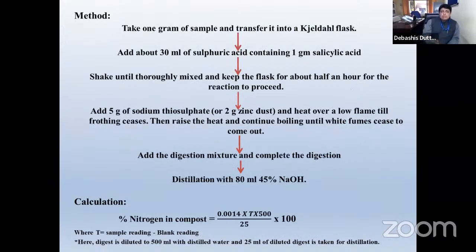And this is the procedure protocol for how we can estimate the nitrogen content. When the compost is completely digested, the digested sample is distilled with 40 to 45% sodium hydroxide in the distillation assembly, and whatever ammonia is distilled is absorbed in the boric acid solution. This is back-titrated with sulfuric acid, and from that we can calculate how much nitrogen is present in the compost sample.